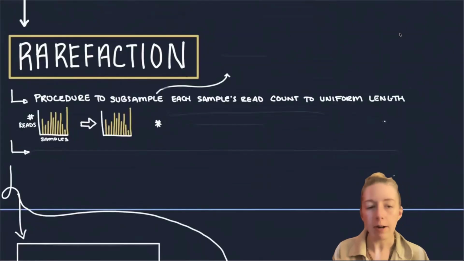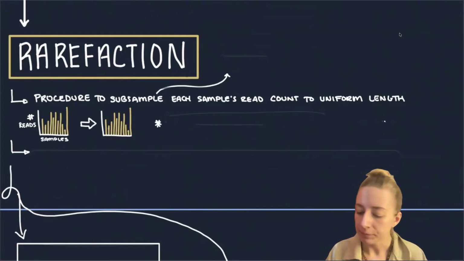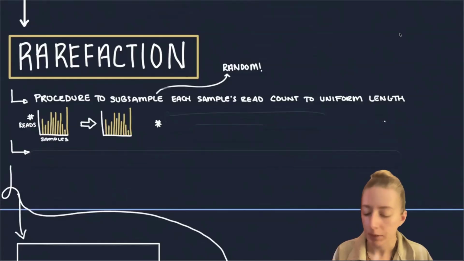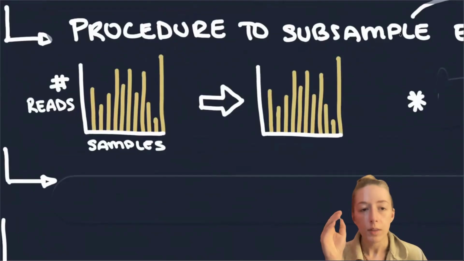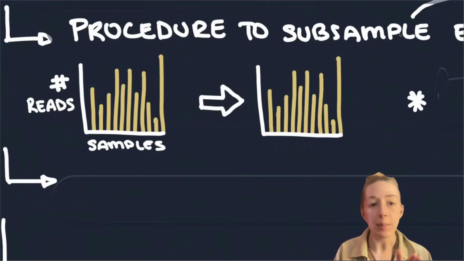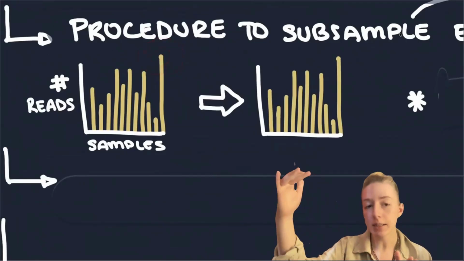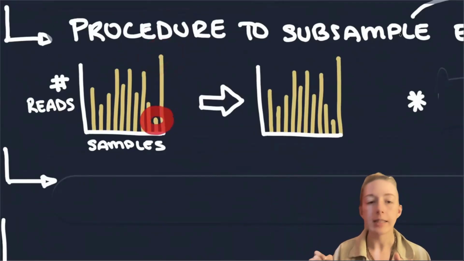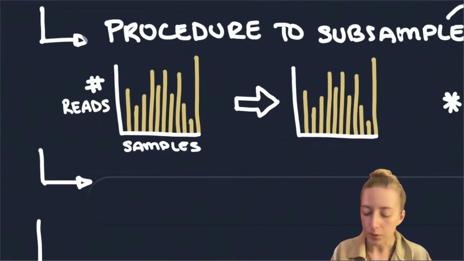In this case, rarefaction is a procedure to subsample from each sample's read count to uniform length. Okay, what does that mean? This is also occurring randomly. So let's say that you have reads here on the y-axis, and each of these lines is a sample. For example, this sample right here has a lot of reads detected, a lot of sequencing depth, but the one right next to it down here has very low sequencing depth, very low number of reads that ended up being sequenced and brought to us in our OTU tables.